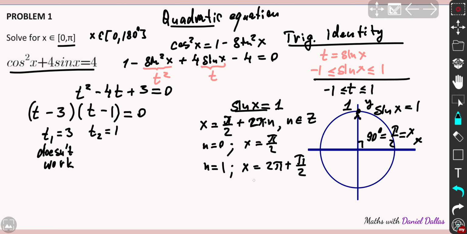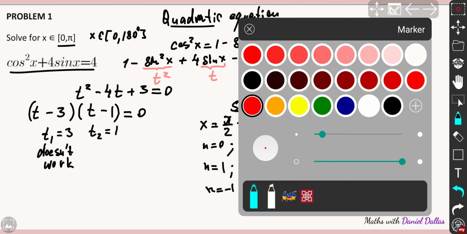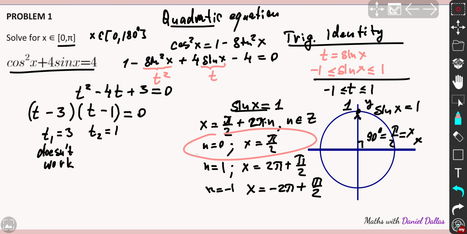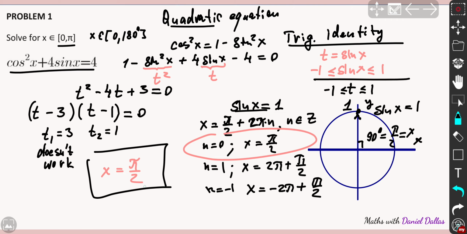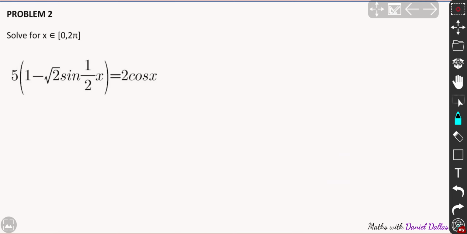Okay, and even if we take n equals -1, we'll get x to be -2 pi plus pi over 2, which becomes negative. So that's why only one solution fits our range, and this is x equals pi over 2, the solution for our boundaries. Okay, so I hope you understand. It was pretty clear. And let's get to the next problem.